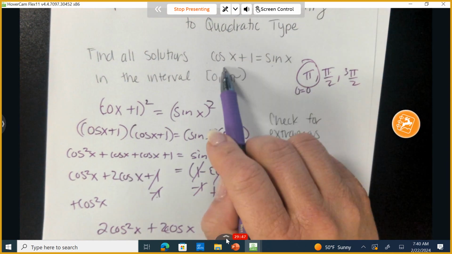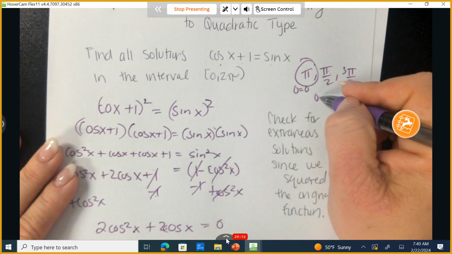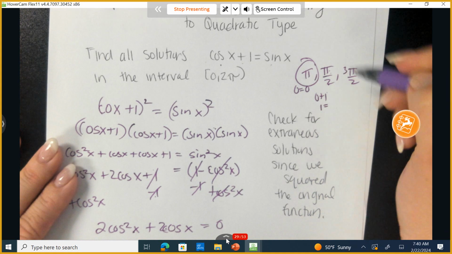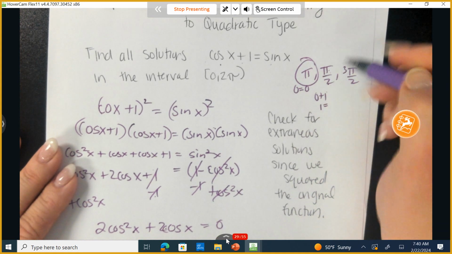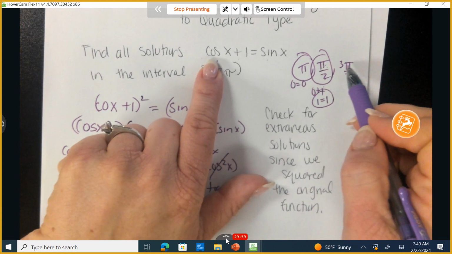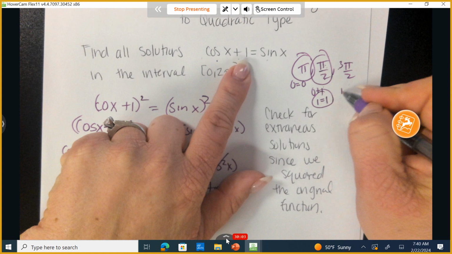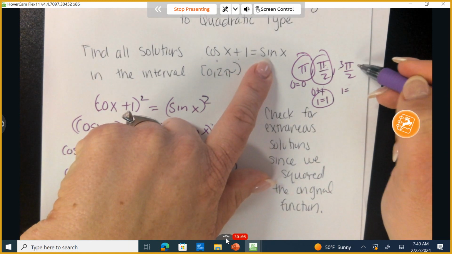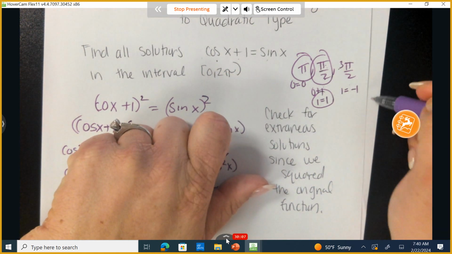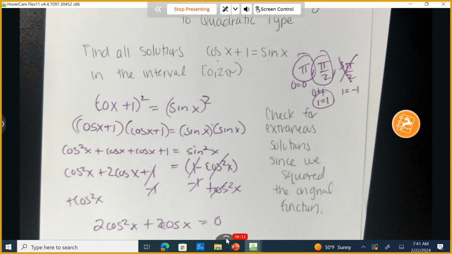Let's try pi over 2. What is the cosine at pi over 2? 0 plus 1 is 1. And what is the sine at pi over 2? Okay, that works. Let's do 3 pi over 2. What is the cosine at 3 pi over 2? 0. 0 plus 1 is 1. What is the sine at 3 pi over 2? Does 1 equal negative 1? That's an extraneous solution, so we only have 2 answers. Check with your partner to make sure that makes sense to you.